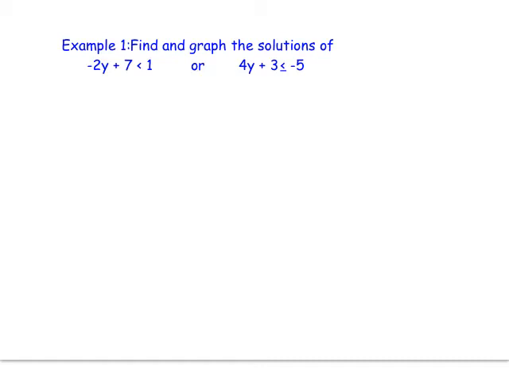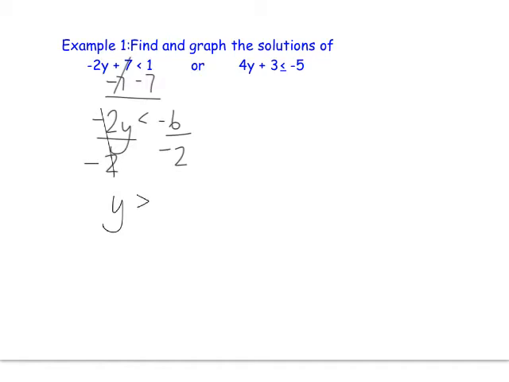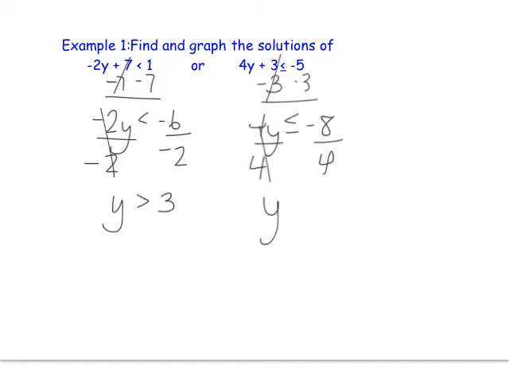Push pause. So at this point we see we're going to end up having to divide by a -2. And I wanted to mention here that anytime we divide by a negative number, or multiply by a negative number, we have to flip the inequality symbol. So we get y is greater than 3 for the first solution. Pause again and go ahead and solve the other one if you haven't already. In the second one, we only had to divide by the number 4, so the inequality symbol remains as less than or equal to -2. And these are joined by the word or.